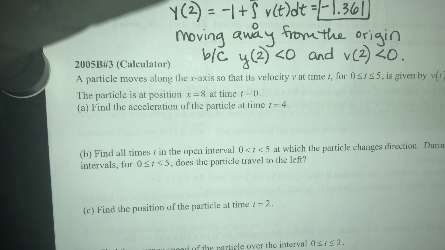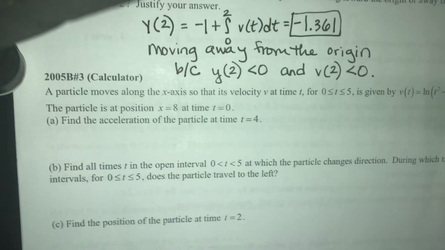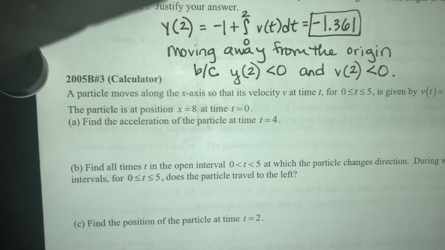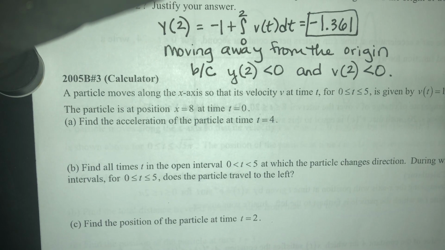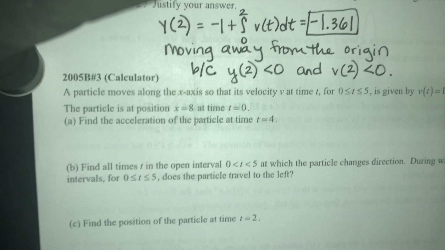It says a particle moves along the x-axis. So this time we're going left and right, so that its velocity v at the time t for time values from 0 to 5 inclusive is given by v of t equals the natural log of t squared minus 3t plus 3. The particle is at the position x equals 8 at the time t equals 0.